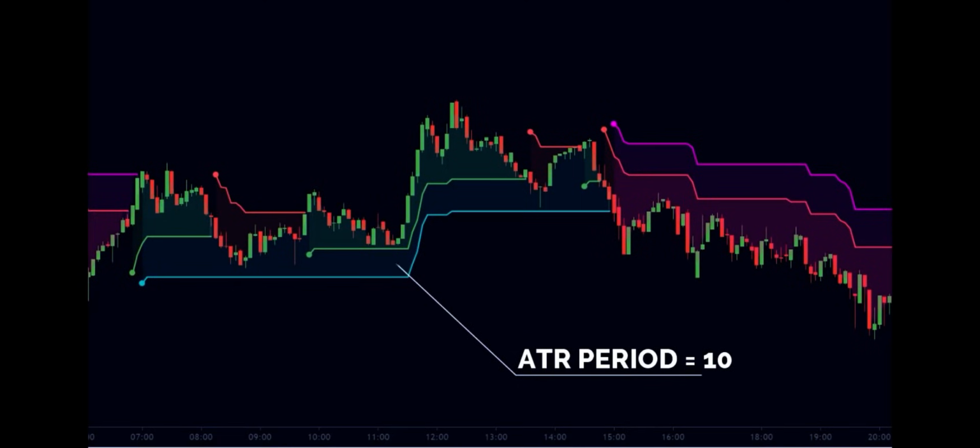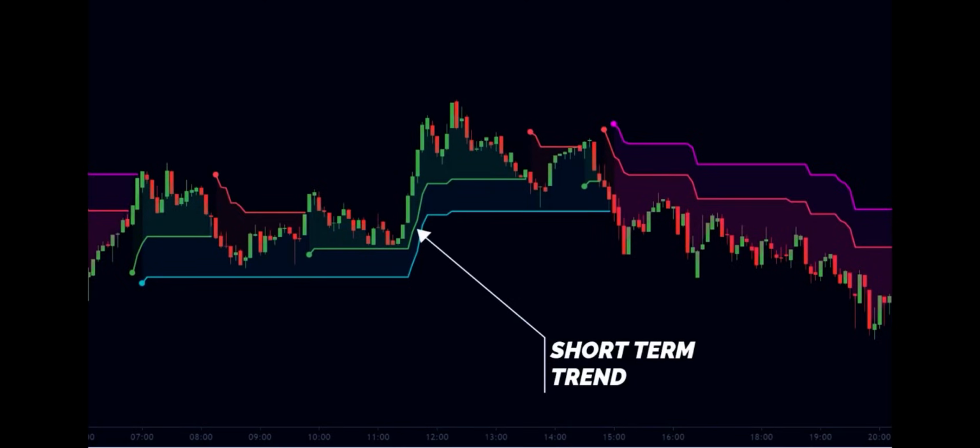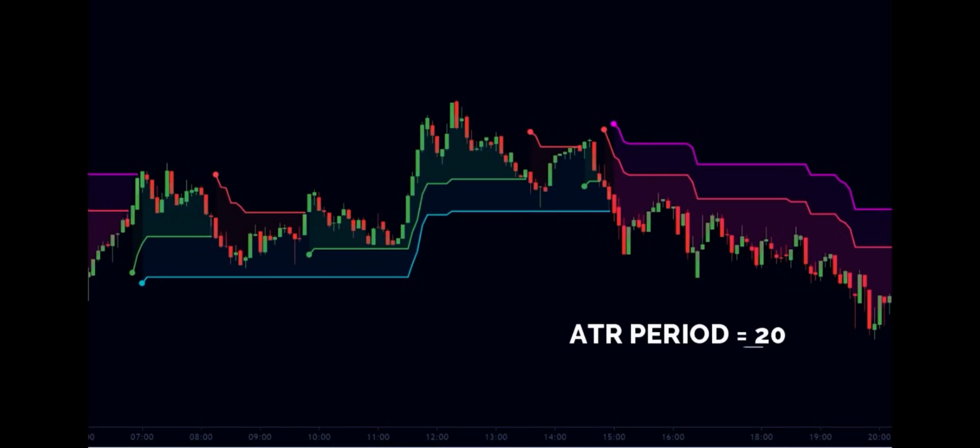We will use the Supertrend indicator on two different settings. The first one will be the default Supertrend with a 10-period ATR and a 3x ATR multiplier. This will show us the short-term trend of the market. The second Supertrend will be a 20-period ATR and a 5x ATR multiplier. Therefore, it will indicate the long-term trend of the market.